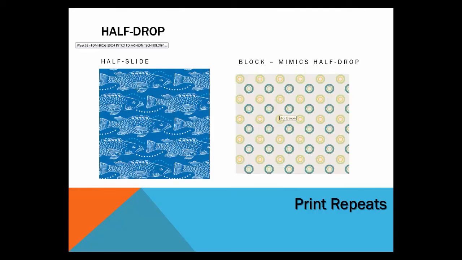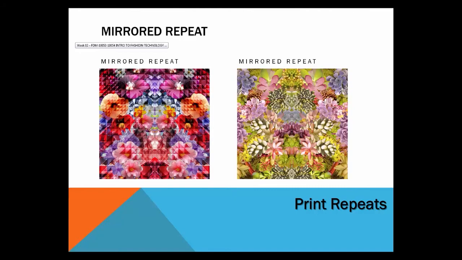Here are 2 more print examples again. A half slide, and then on the right, one that mimics a half drop. These are mirrored repeats.